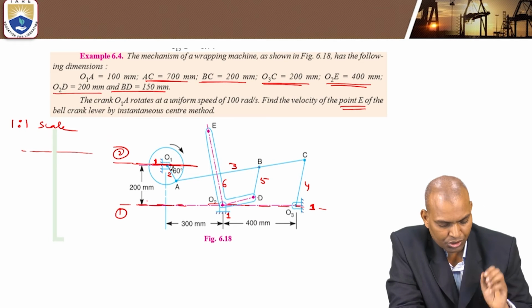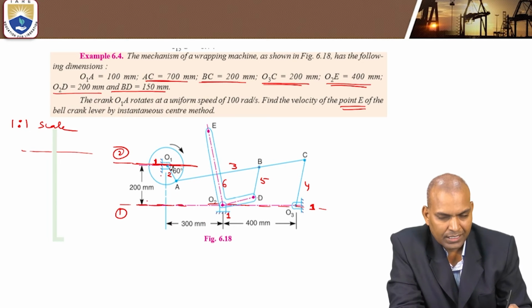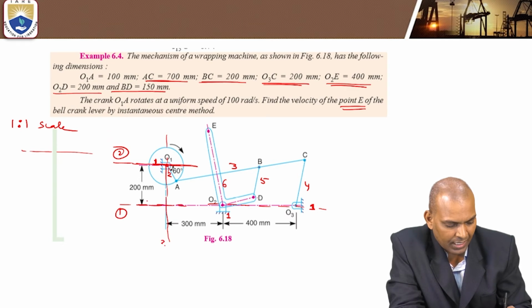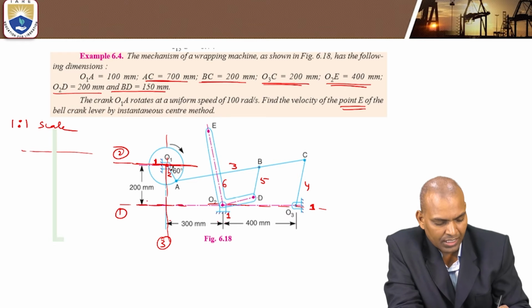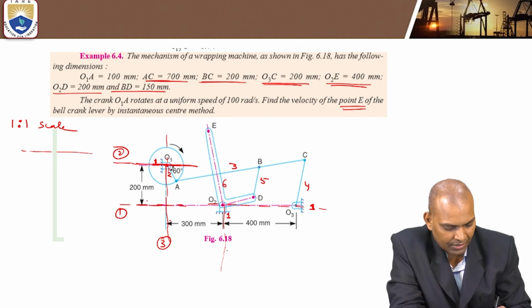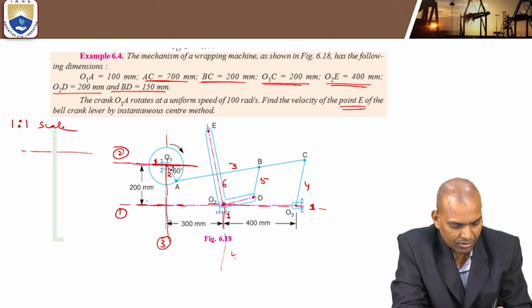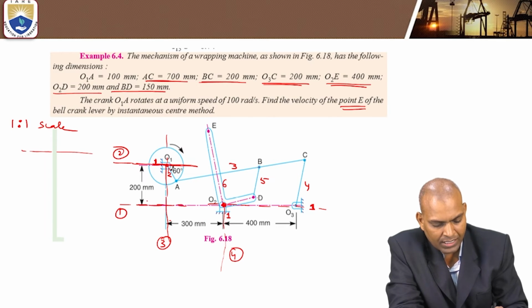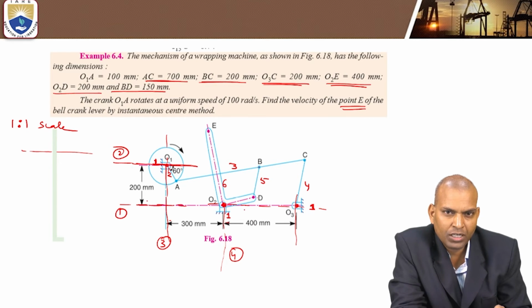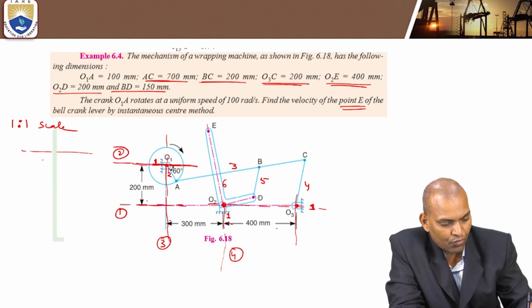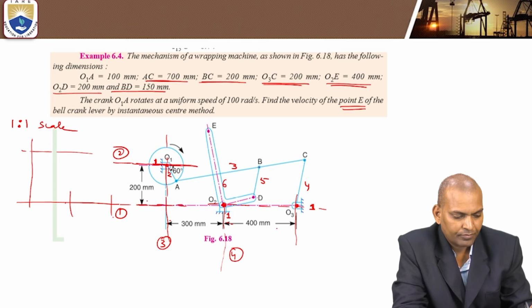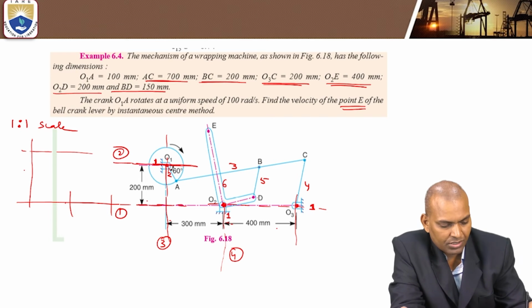After that, how to start? You draw a vertical line. This is the vertical line, point 1. Step 3: at a distance of 300 millimeters, another vertical line. From this line to the fixed point O2, you take another reference vertical line at a distance of 400 millimeters. Now we know these lines.